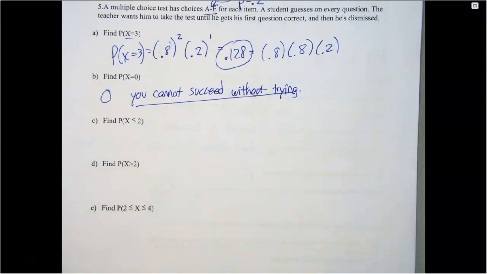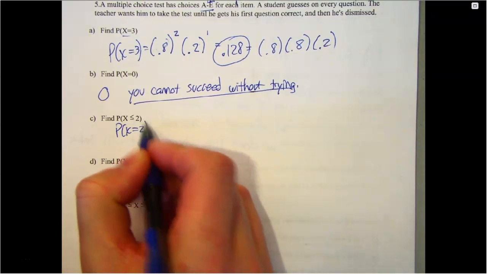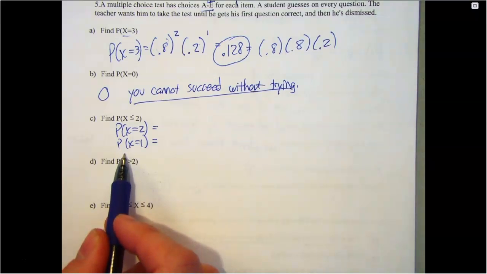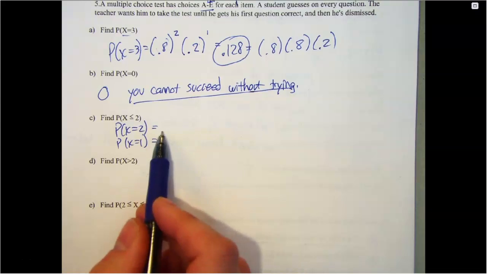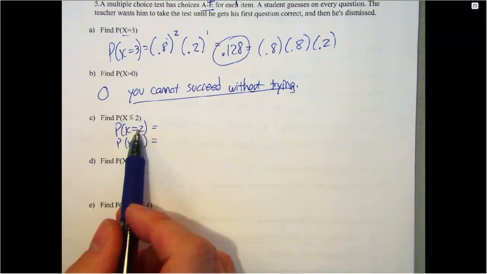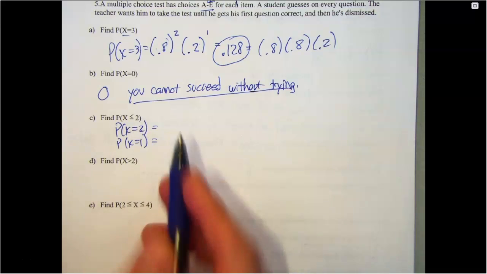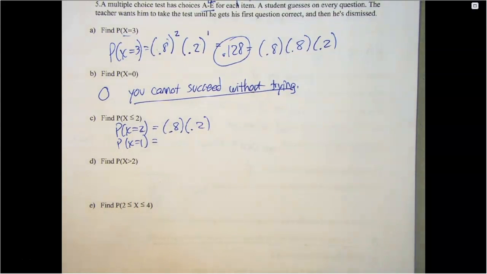Find the probability x is less than or equal to 2. So it could be 2. It could be 1. Do I have to worry about 0? I cannot get my first success on the 0th try, right? I can't succeed without trying. So I'm just going to worry about these 2. Well, if the second trial was my first success, how many times did I fail? Once. How many times did I succeed? Once.